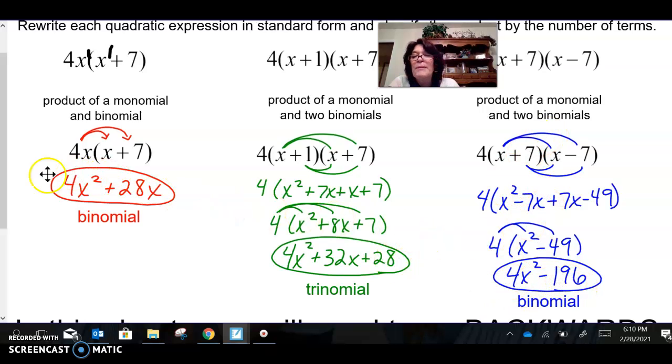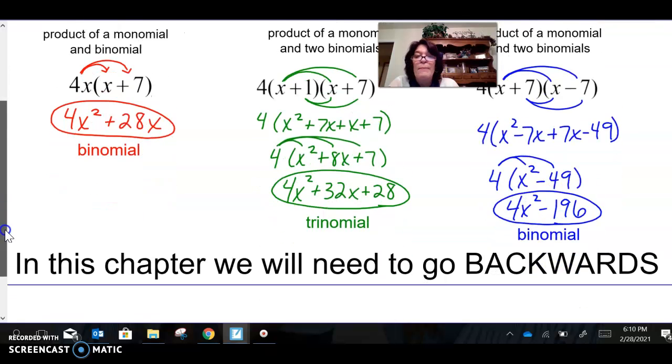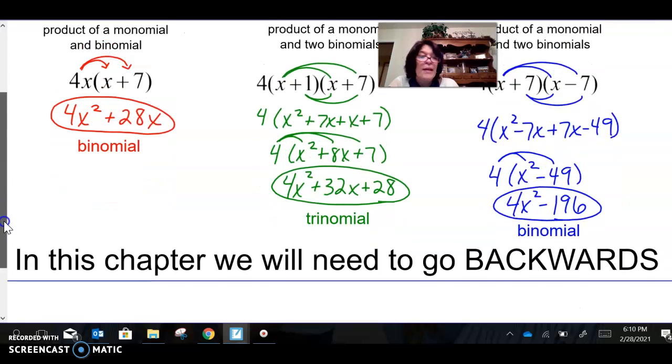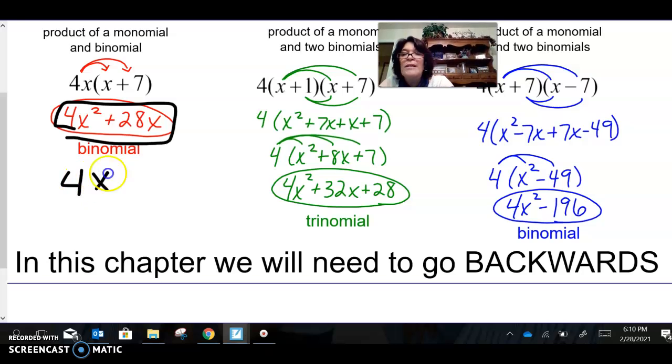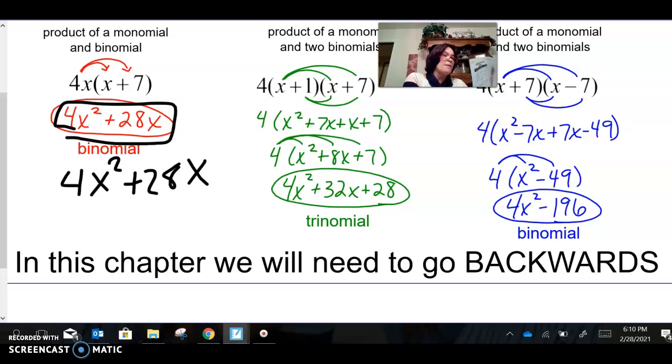But what we're going to be doing this section is going backwards. What happens, guys, is we're going to give you this as the question. 4x squared plus 28x. And we're going to say factor it. Factor means write something as a product, and that's what we're going to want you to do.